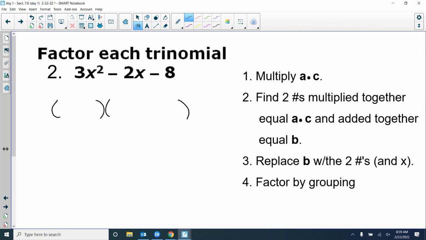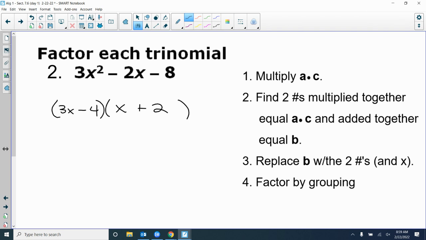3x and then x. And then -4 and then +2. All right, so says this. How would I test it to see if it's right? Now, here's one key thing. Does 3x times x equal 3x squared? Check. Works. Does -4 times 2 equal -8? Check. Those two are right. I don't know if the middle term is right.